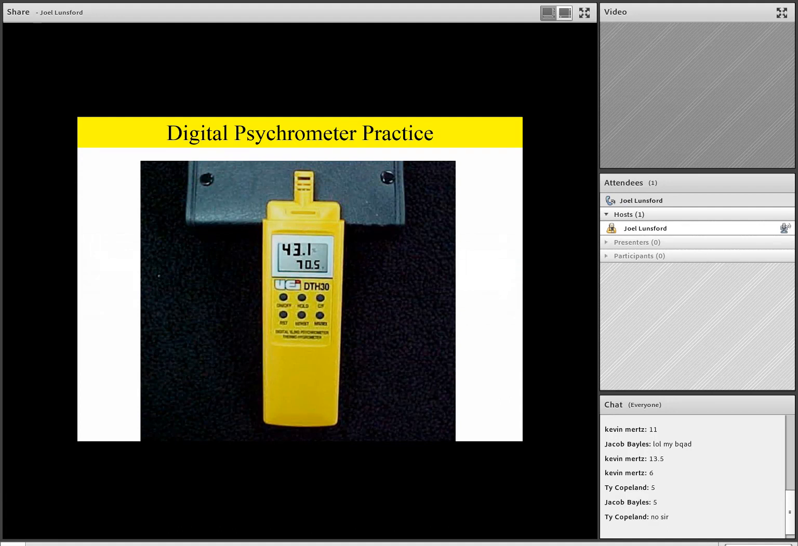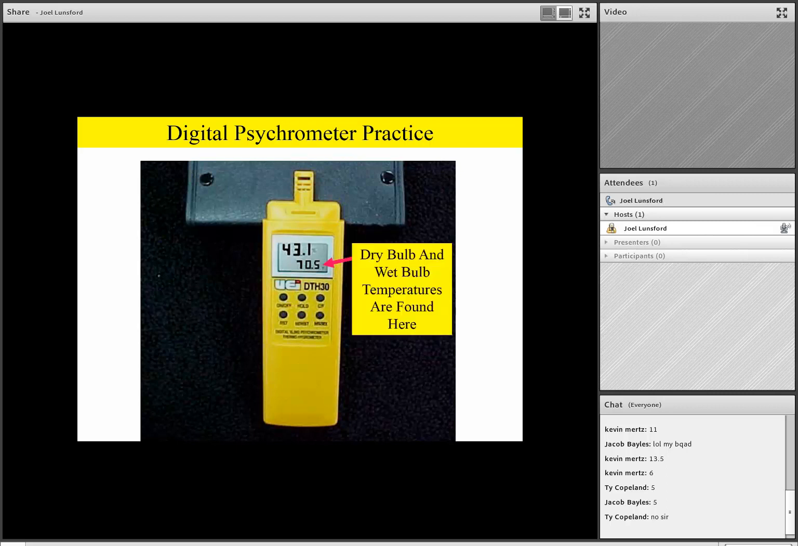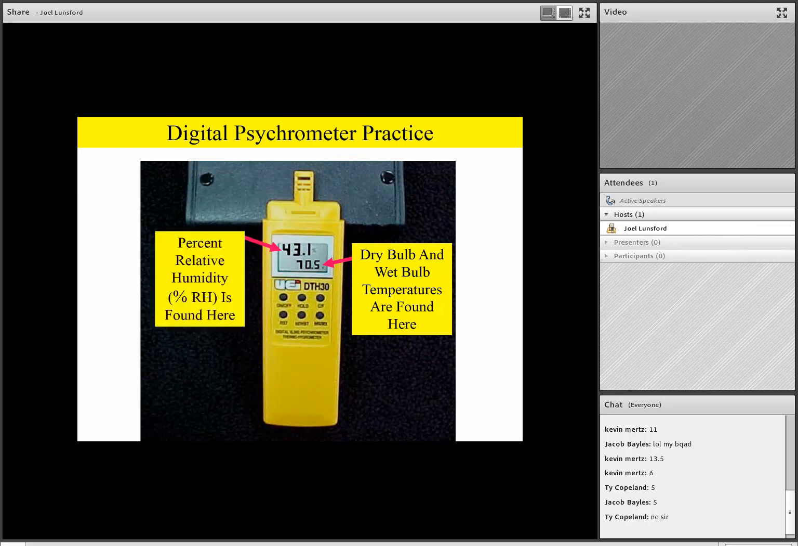Another device that's extremely handy for finding wet bulb, dry bulb, and relative humidity is what we call a digital psychrometer. A digital psychrometer is a device that's going to give you wet bulb and dry bulb temperatures, and they'll normally be found in a window displayed on the digital psychrometer. In addition, the digital psychrometer will also show you relative humidity of the air sample that it's taking at the return air grill.